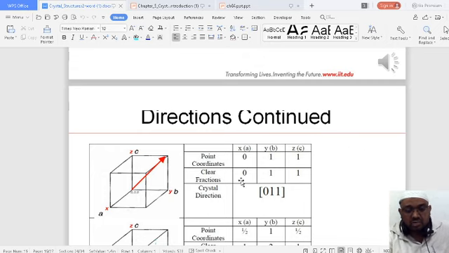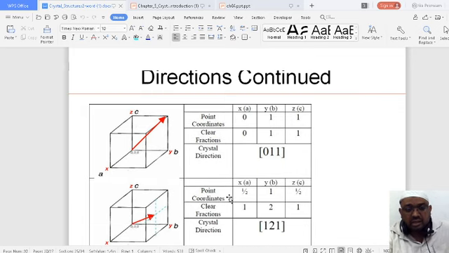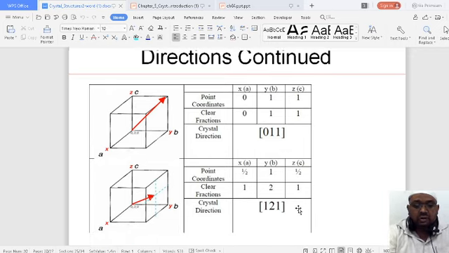If you take the reciprocal of 0 by 1, 1 by 1, 1 by 1, you obtain the same thing, and the crystal direction obtained is 0, 1, 1. That is the indication of the crystal direction, which gives us the information regarding the concentration of the atoms.